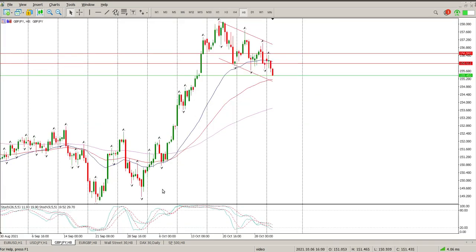British pound Japanese yen, pretty much in this channel at the moment. Still no trade as far as I'm concerned. We started off the week with a range bar, then we've got this consolidation. This gap is basically looking like it's closing. We do have another gap lower down, all the way down here.